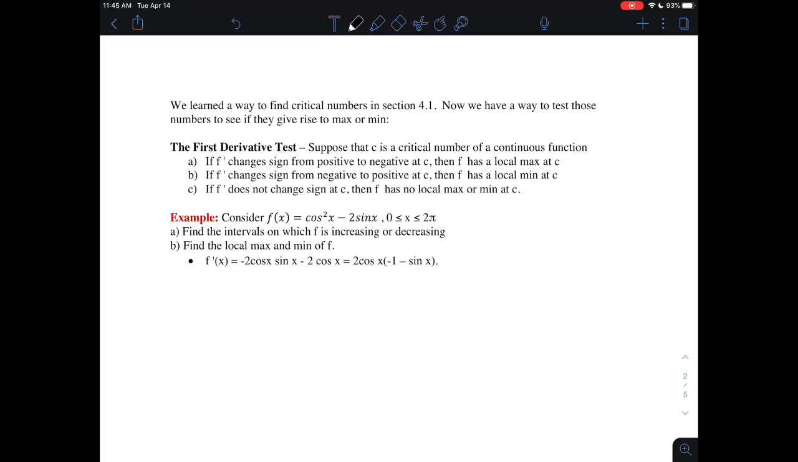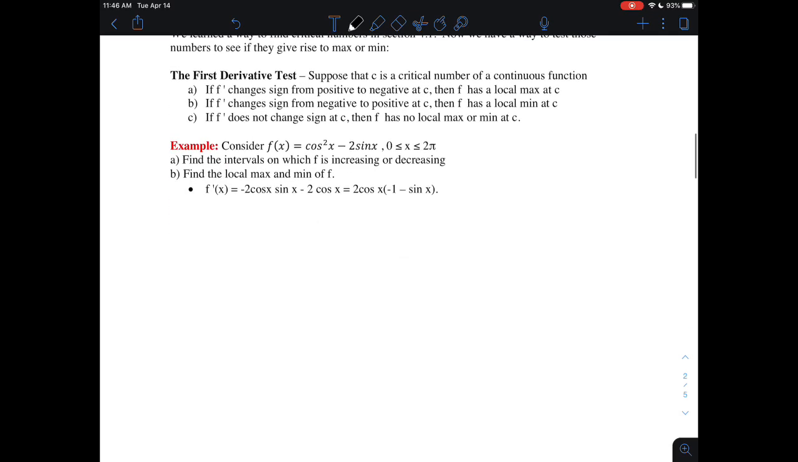So let's see an example of this. Consider the function f of x equal cosine squared x minus 2 sine x over the interval 0 to 2 pi. Part A, find the intervals on which f is increasing or decreasing, so just like the previous example. And then part B, find the local max and min of f.